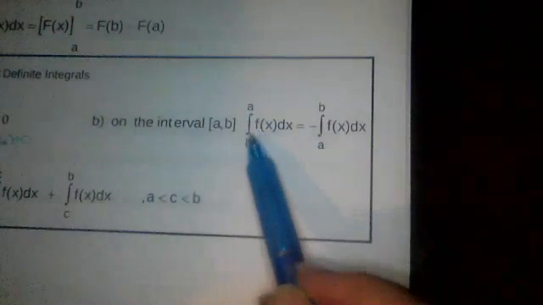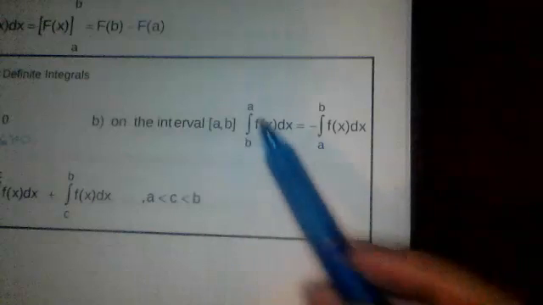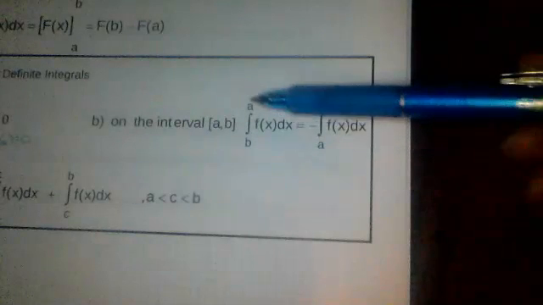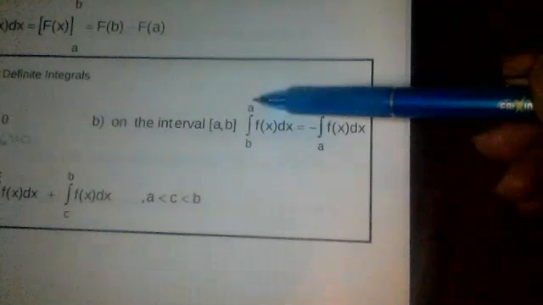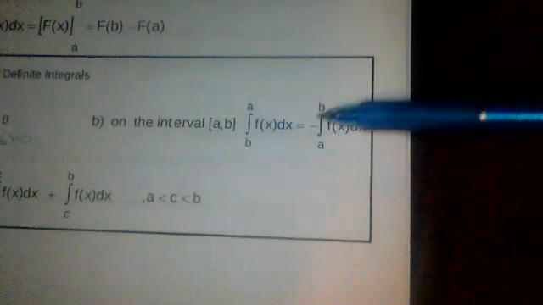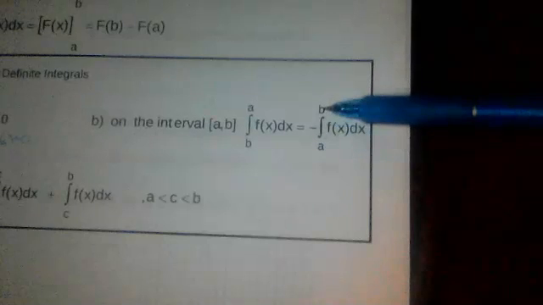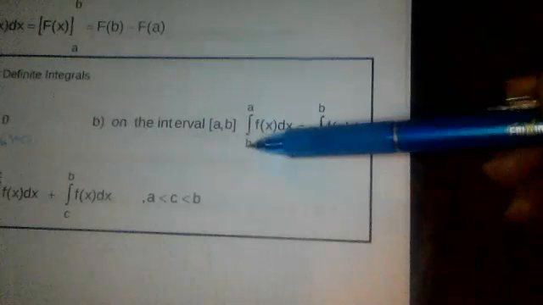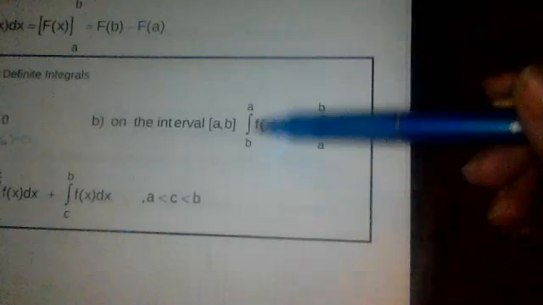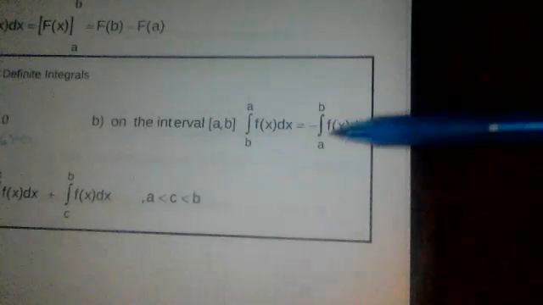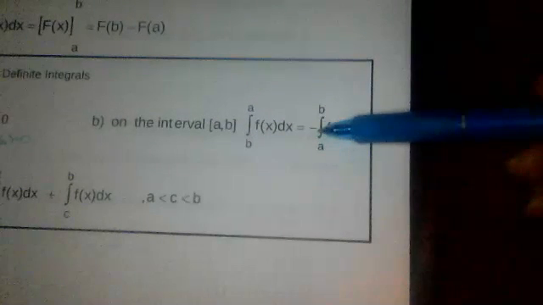This one is saying that if I were to integrate, and notice where the placement is, if I integrate from b to a, that's going to be equivalent to the negative integral from a to b. So if you switch these out, because they're supposed to go from low to high, if we have to switch them out to go low to high, we also have to make it negative.